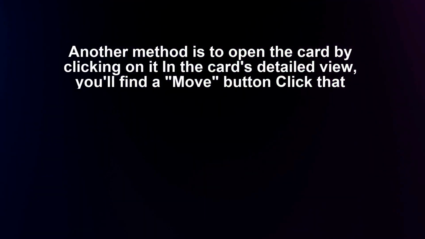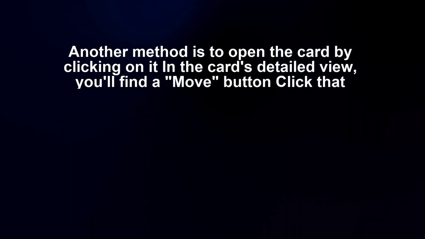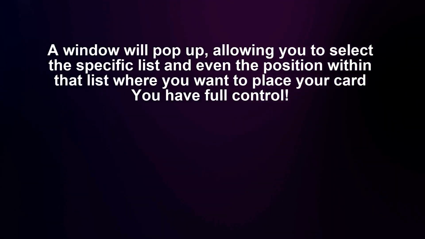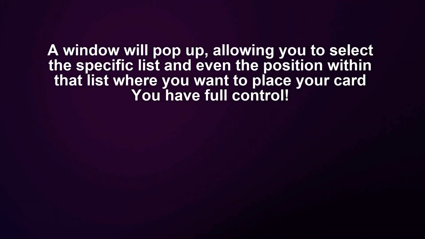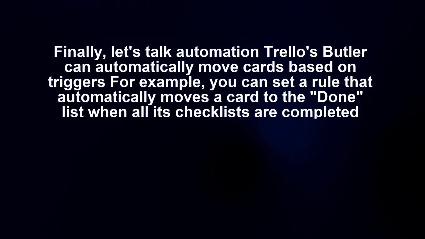Another method is to open the card by clicking on it, in the card's detailed view. You'll find a move button. Click that. A window will pop up, allowing you to select the specific list and even the position within that list where you want to place your card. You have full control. Finally, let's talk automation.